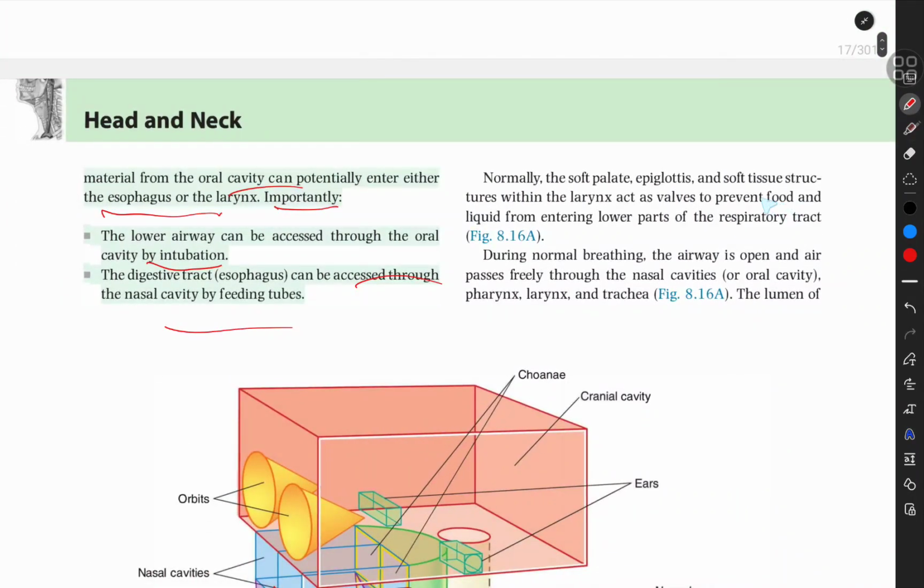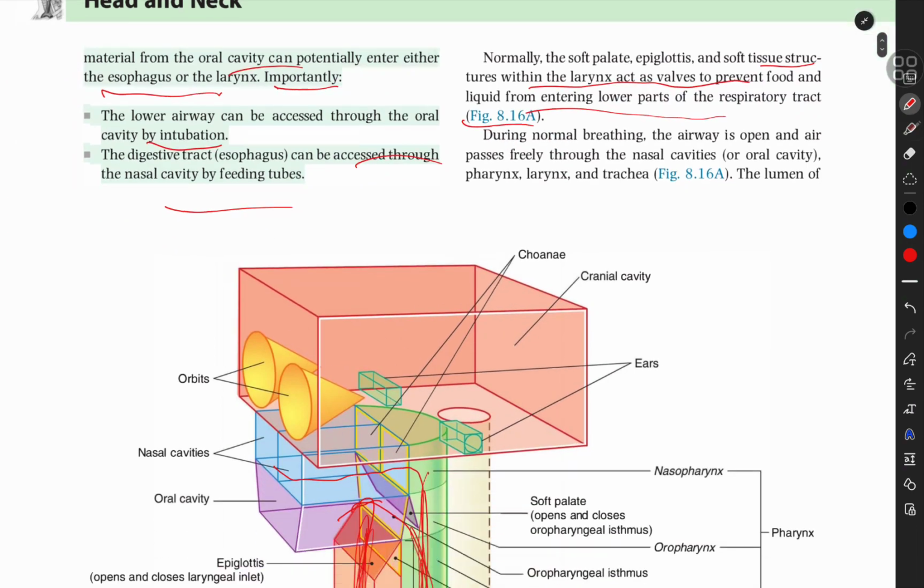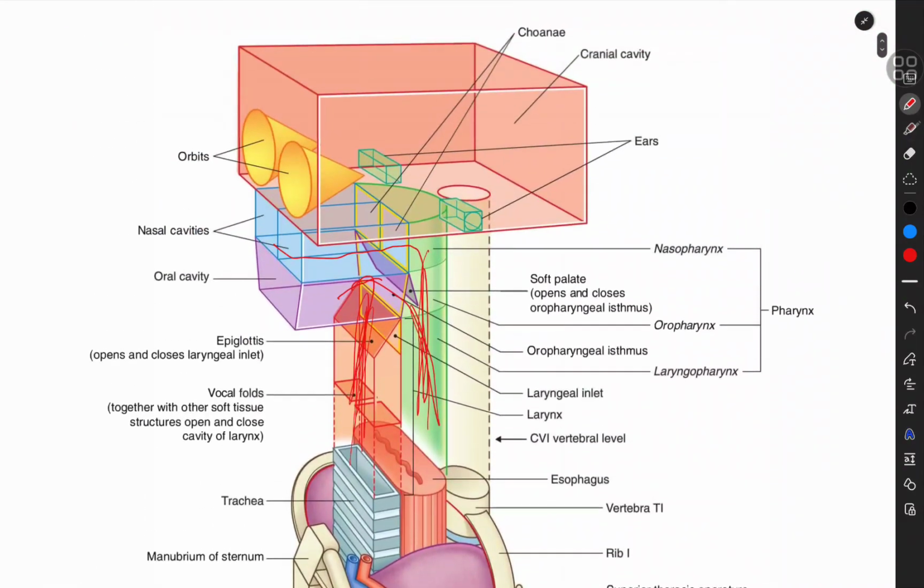Normally, the soft palate, epiglottis and soft tissue structures within the larynx act as valves to prevent food and liquid from entering lower parts of the respiratory tract, which is amazing. In figure 8.16a, this is what they're trying to show here. This is the soft palate, which opens and closes. Here is the hard palate. This is the soft palate behind it, and also the epiglottis should be labeled here. I don't see it. Okay, yes, epiglottis here.